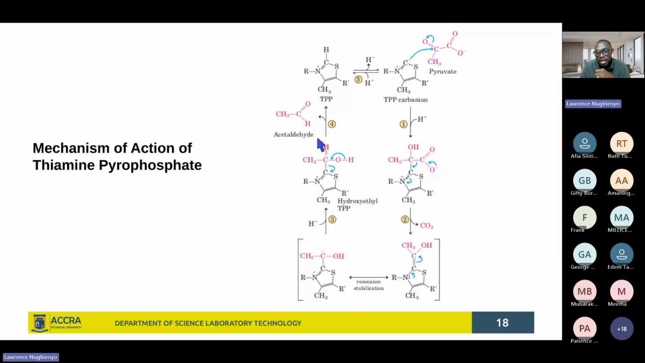So now that you have the substrate dissociated from the coenzyme, the coenzyme is free to take another molecule of substrate. So the reaction continues. So the cycle continues on and on.